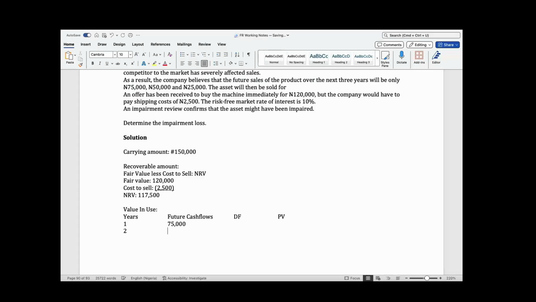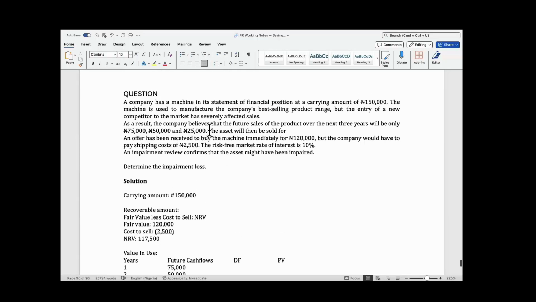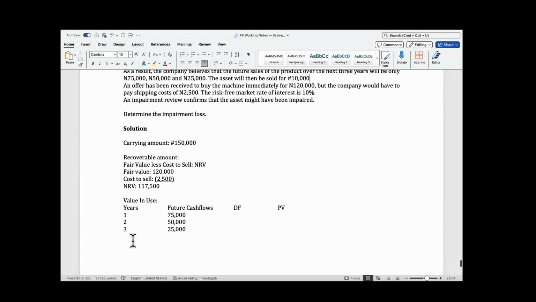In year two, I'll make an inflow of 50,000. In year three, I'll make an inflow of 25,000. And I omitted something here. So I think they said the assets will be eventually sold for... I omitted it, so I'll assume a figure there. Let's say 10,000. So year three, that's the eventual disposal of the assets. That's like the scrap value.